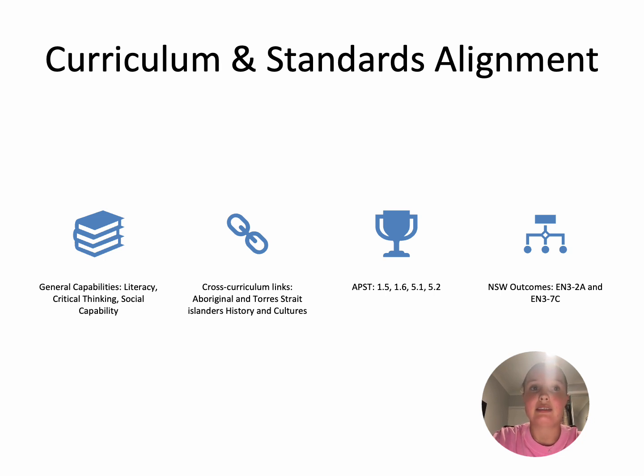The lesson meets AITSL standards for the proficient level, including 1.5 and 1.6, differentiating for diverse learners, 3.2 and 3.4, well-structured lessons and thoughtful resource selection, and 5.1 and 5.2, using and providing effective formative assessment.